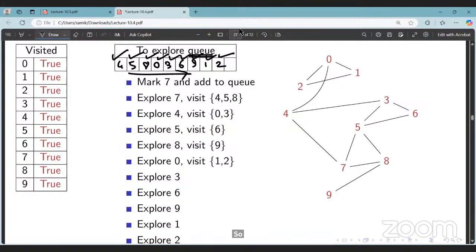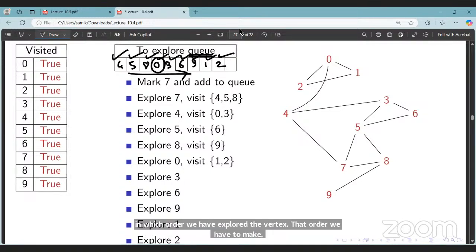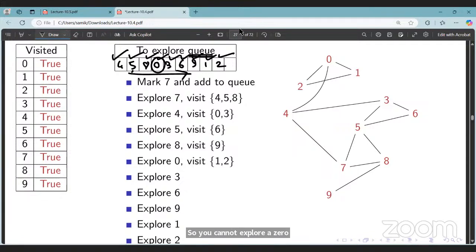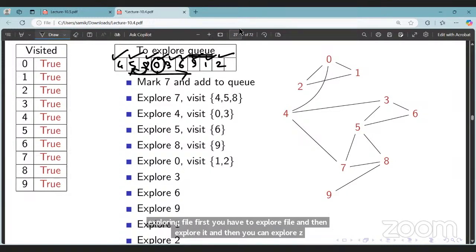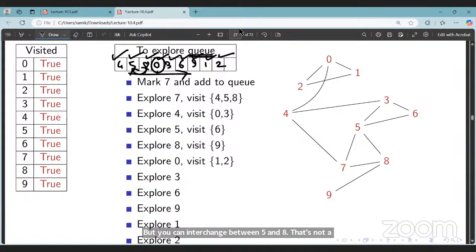So ma'am, we have to maintain the order in which we have explored the vertices. You cannot explore 0 before exploring 5. First you have to explore 5, then explore 8, and then you can explore 0. But you can interchange between 5 and 8. That's not a problem because we are visiting 5 and 8 at the same time. But we cannot change the order of 5, 8, 0, right?